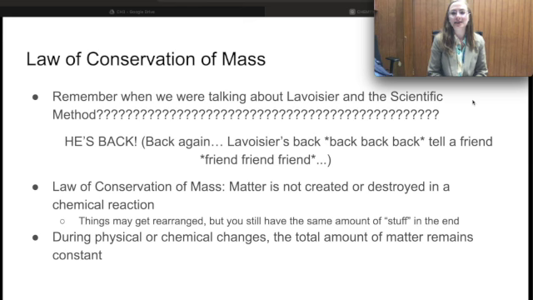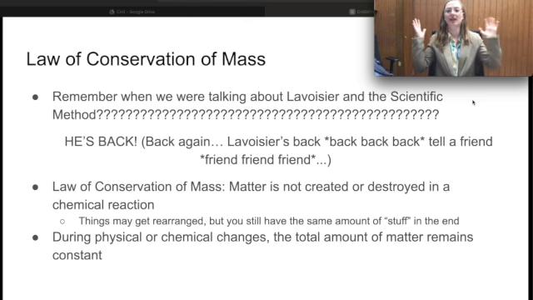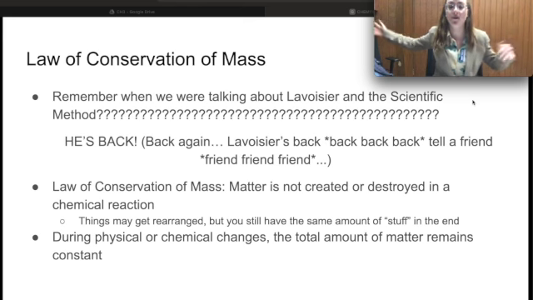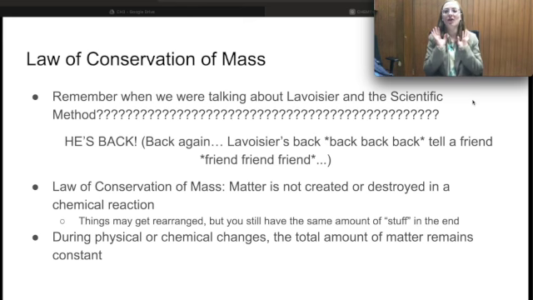So just to be clear, the law of conservation of mass states that matter is not created nor destroyed in a chemical reaction. So things may get rearranged. We may have different kinds of molecules, but in the end, we still have the same amount of stuff. So during any chemical or physical change, the total amount of matter that we have remains constant. We're not going to all of a sudden have one of our atoms disappear and it doesn't exist anymore. No, in a chemical reaction, we are always going to have the same amount of matter that we started with.